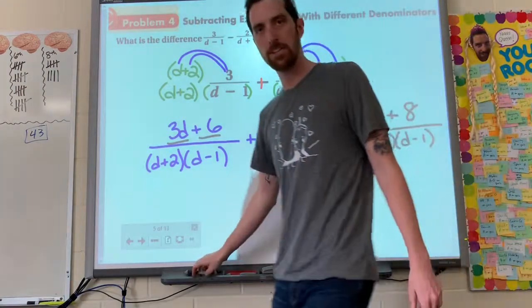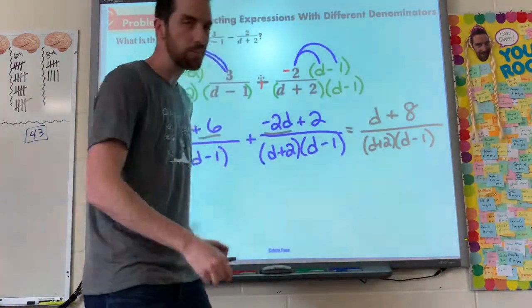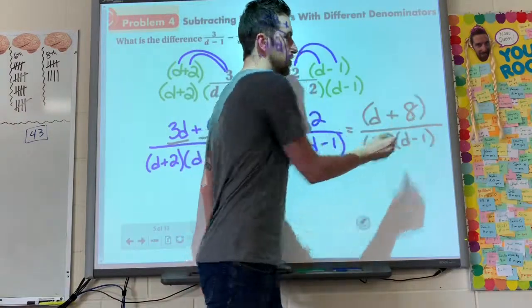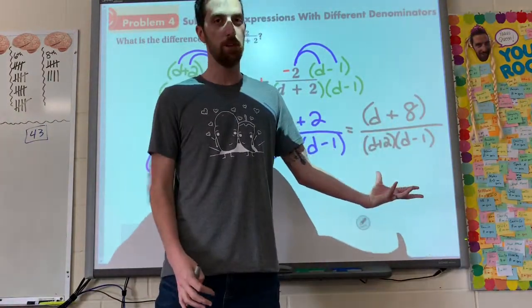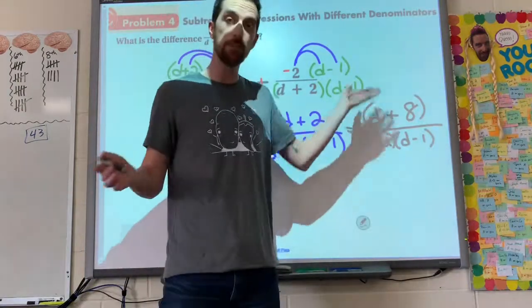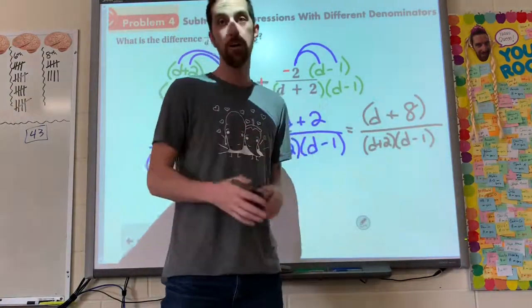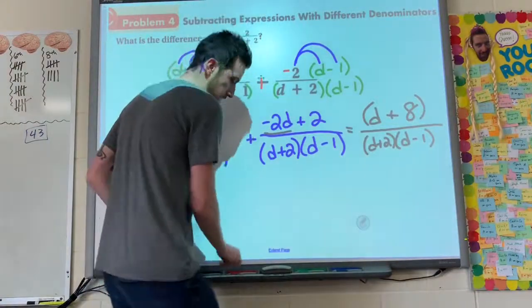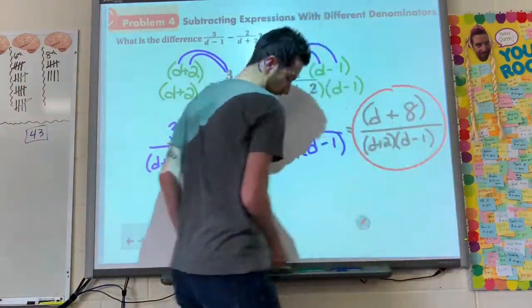Now check, is there anything that we can simplify there? d plus 8 is its own group, so we would need a d plus 8 in the denominator if we wanted to cancel that out, which we can't. But sometimes you'll have something there that you can cancel out. Not there though. So that would be our final answer.